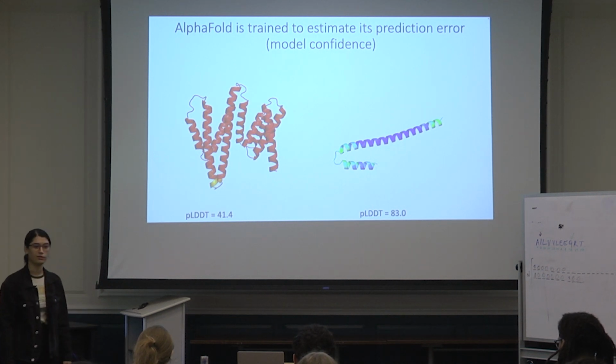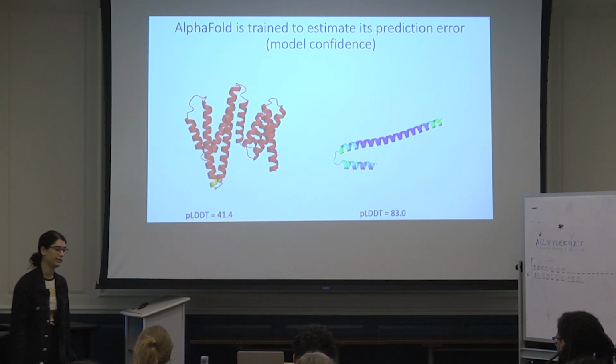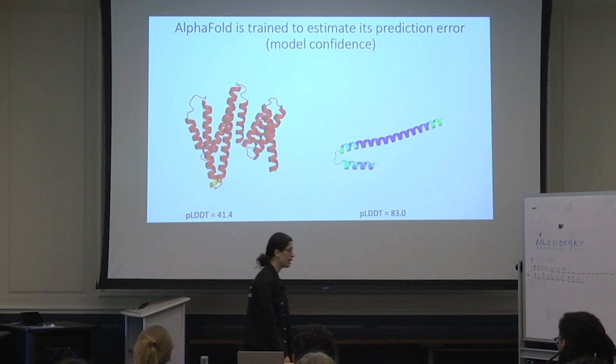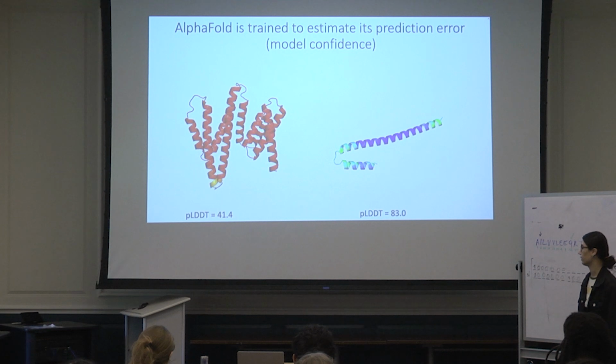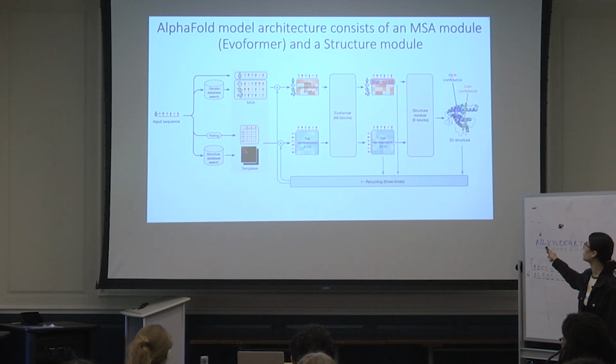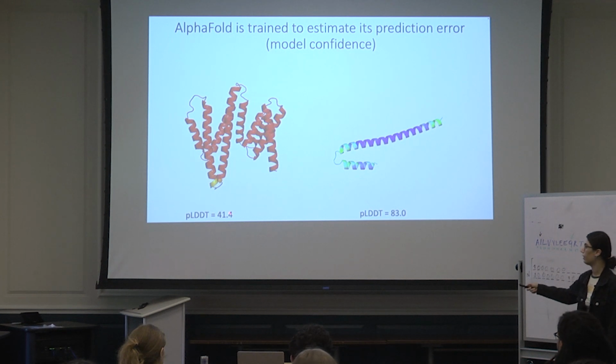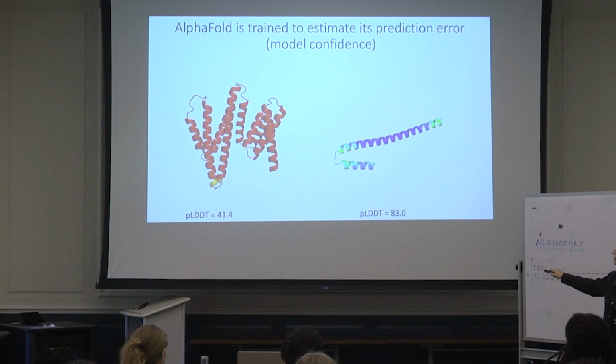And there are other types of confidences. AlphaFold doesn't only learn how to predict an LDDT, it also learns some other types, and we'll explore that. But this is currently the most popular way of assessing confidence, and you may have already seen it in some papers. Once again, the color scheme is that blue is high confidence and red will be low confidence. In this case, this has a pLDDT of 41.4, so this is very low confidence. And then this one is 83.